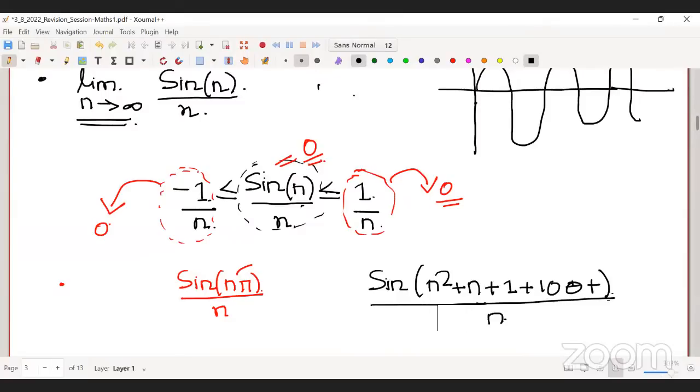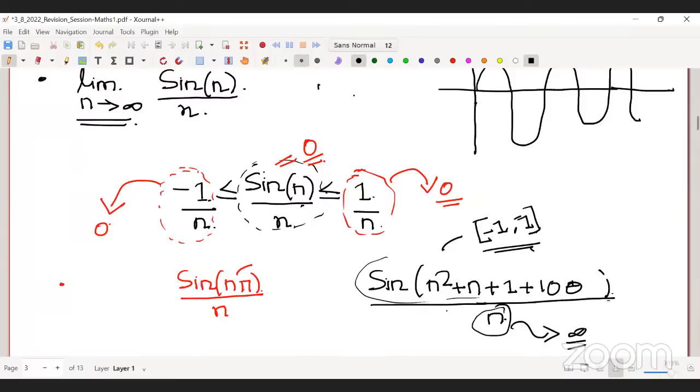Something like this. It also doesn't matter, because the value of sin x cannot go beyond this interval, -1 to 1. As n tends to infinity, whatever is there will always lie in this interval. But as n tends to infinity, this n goes towards infinity. So eventually this whole thing has to go towards 0.